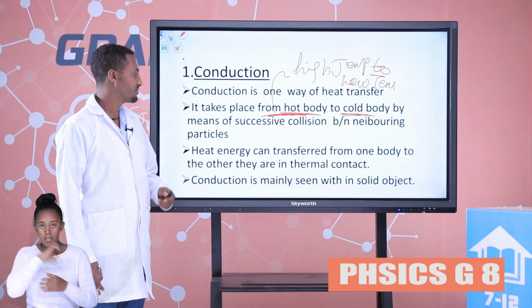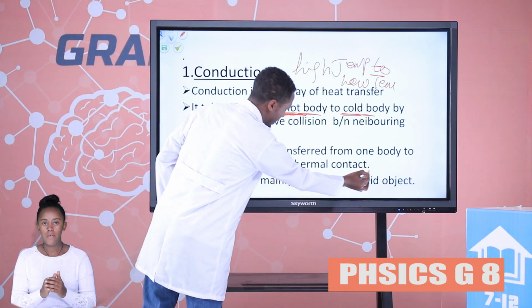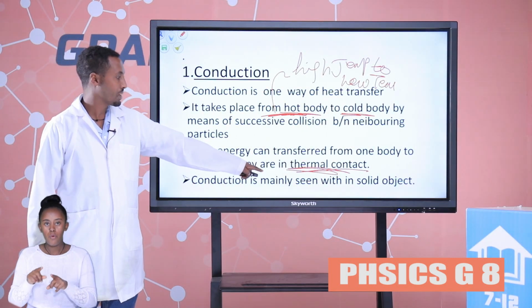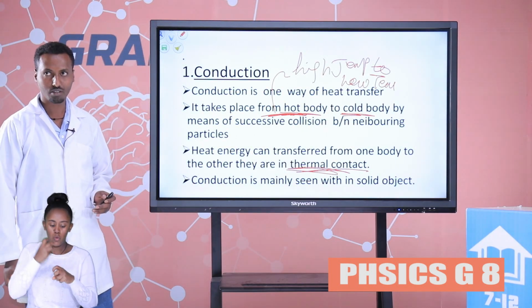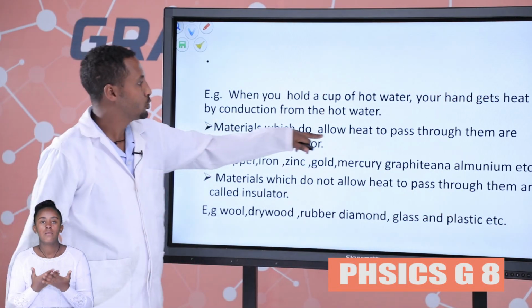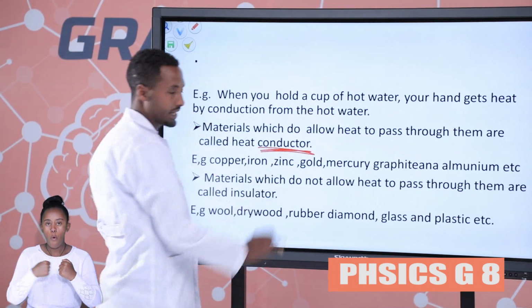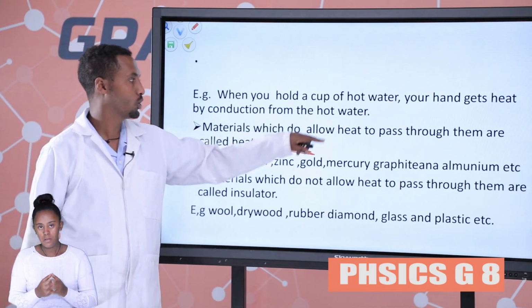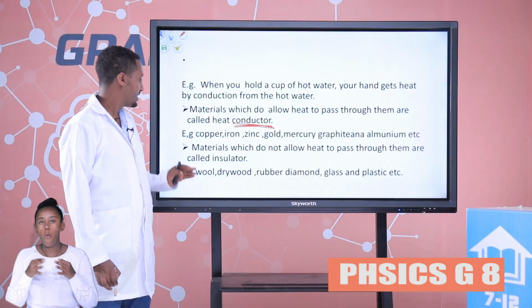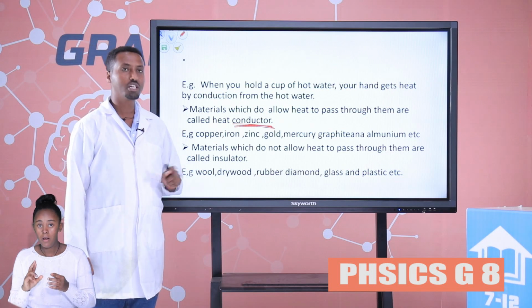Heat energy can transfer from one body to the other when they are in thermal contact. Conduction is mainly seen in solid objects. Materials which allow heat to pass through them are called heat conductors. The other materials, which do not allow heat to pass through them, are called insulators.